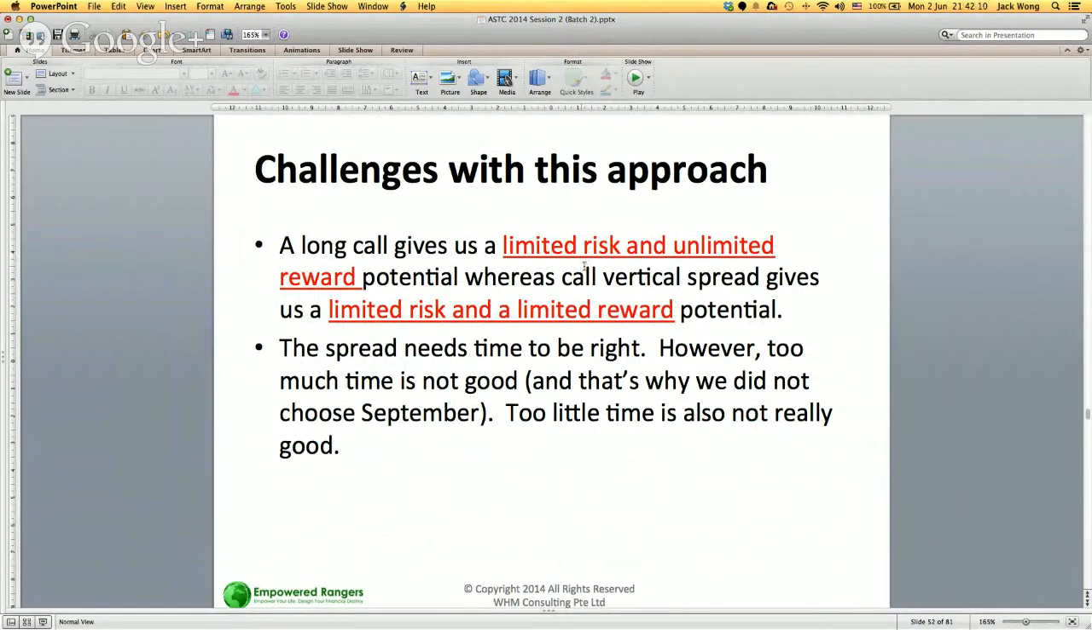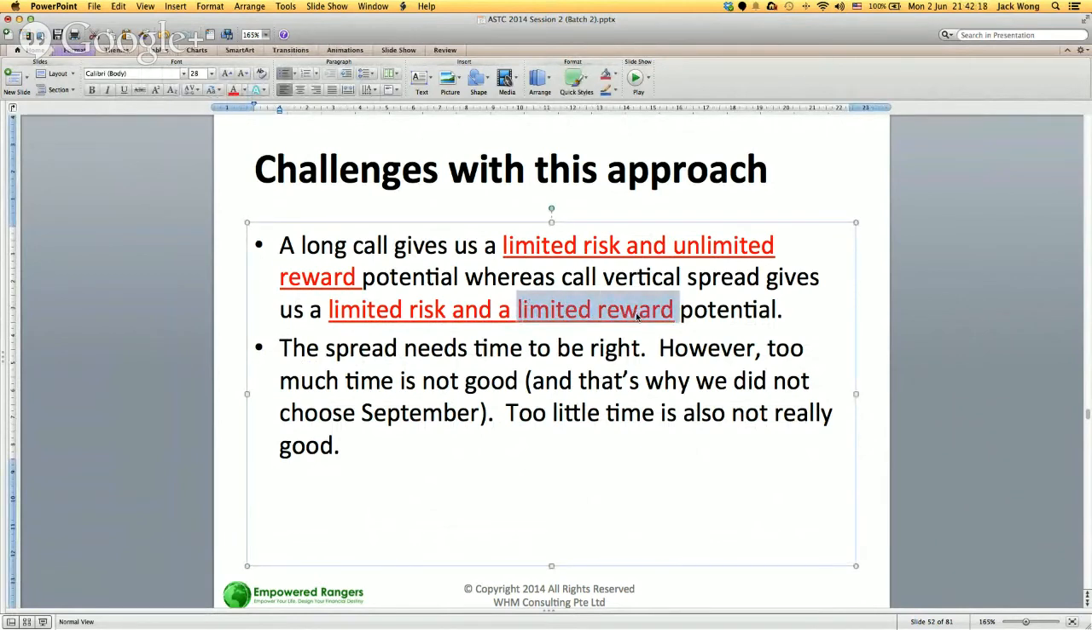Because a vertical spread gives us a limited risk and limited reward potential. And the keyword is limited reward. So that means if the stock shoots up to the moon, I will still have a limited reward. Of course, you might say, how do I know? But what if you know? So sometimes you do need to understand that by doing a vertical spread, while it is easy to administer, you actually have sacrificed the unlimited reward potential. So it's something that you have to live with. So long as you understand this aspect, this strategy is fine.